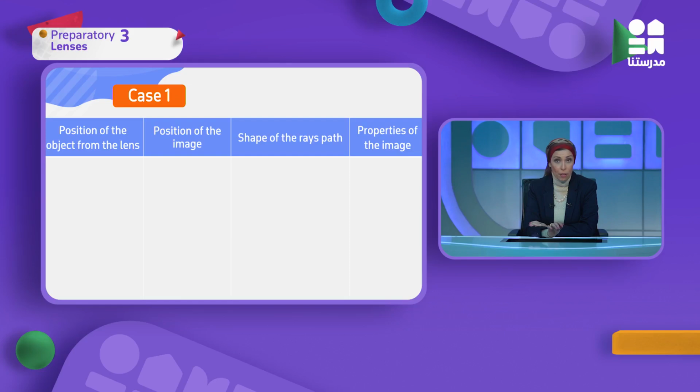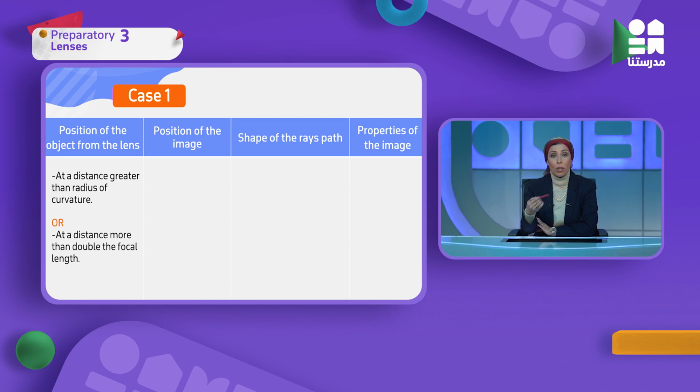Look with me at this table. I will put my object in position. Remember in the mirror, where was it? At a distance greater than the center of curvature, or the radius of curvature. I can also say it another way: at a distance more than double the focal length. I have many terminologies, and I can play with the words so we don't get confused at all. So, at a distance greater than the center of curvature.